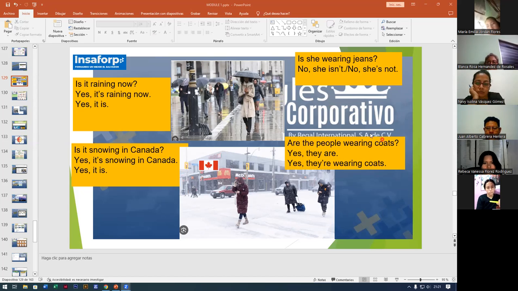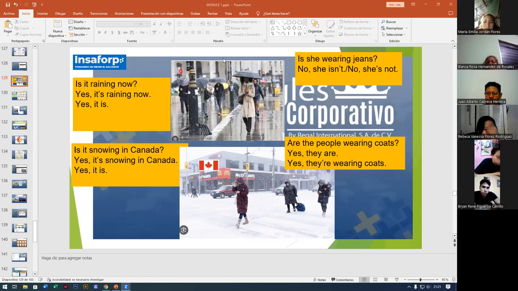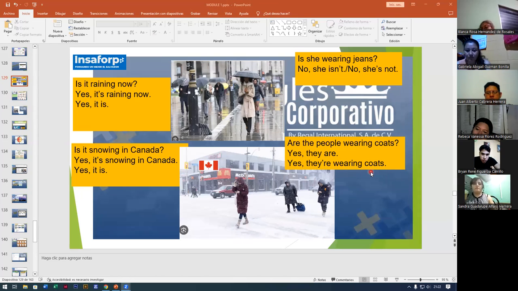Nebi, are the people wearing coats? That's right. Good one. Juan Alberto, continue, please. Yes, they are. Very good. Sandra Margarita. Yes, they're wearing coats. Coats. Very good, thank you.